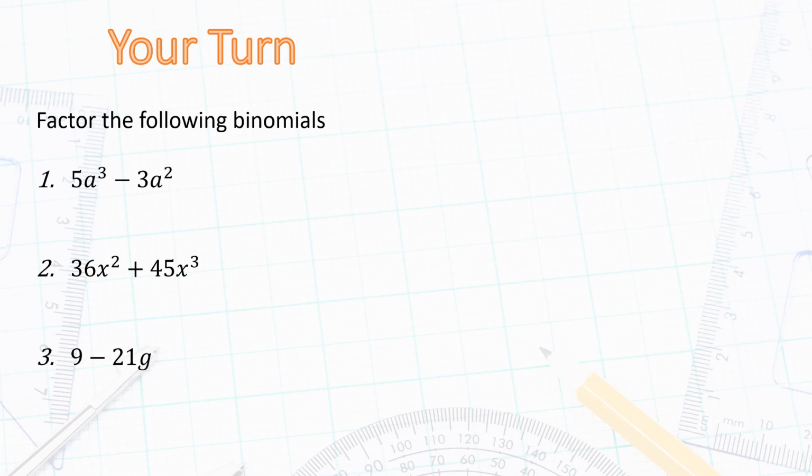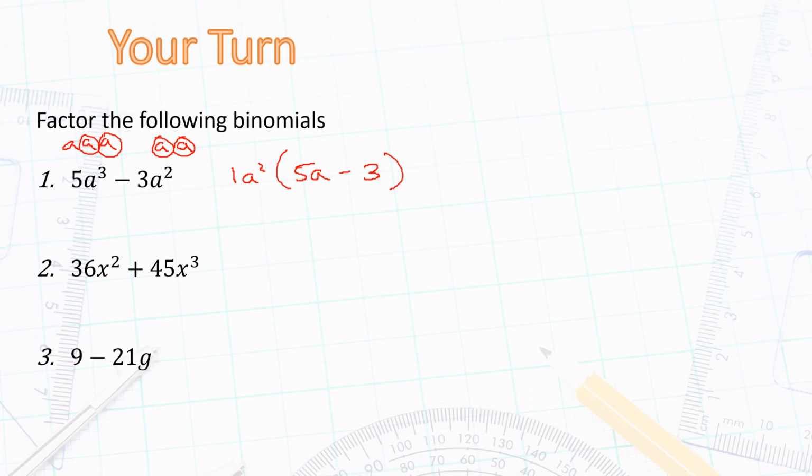All right, so we got 5a cubed minus 3a squared. So 5 and 3 are both prime numbers, so there's going to be nothing common between those. So it's just going to be 1. And then a cubed is a times a squared is a times a. There are 2 a's common to both, so that is going to be my greatest common factor. And then what's left, I'm going to have a 5. I need another a, because a squared times a will be a cubed. And then just a minus 3 for the other one.